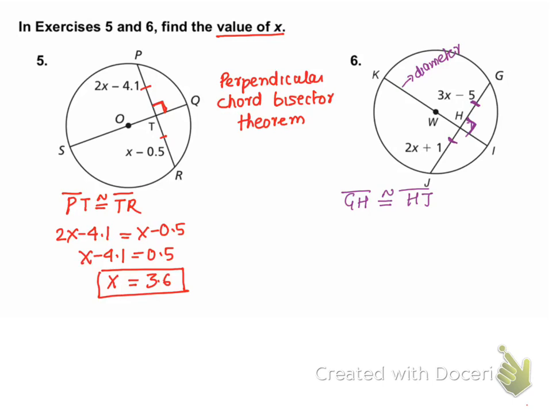I can substitute. So I can say 3x minus 5 is equal to 2x plus 1. And when we subtract 2x from both sides, that is x minus 5 is equal to 1. Add 5 to both sides, x equals 6. So keep in mind, this theorem is used in both problems, the perpendicular chord bisector theorem. All right, let's move to question number 7.